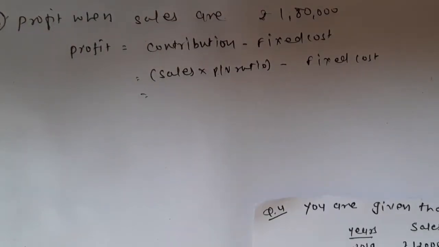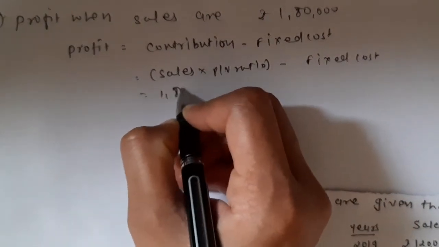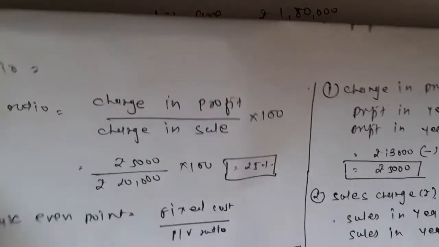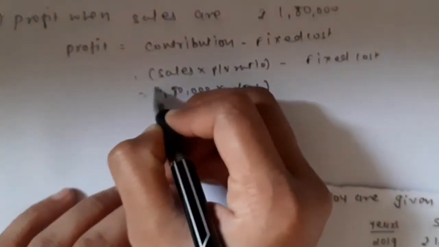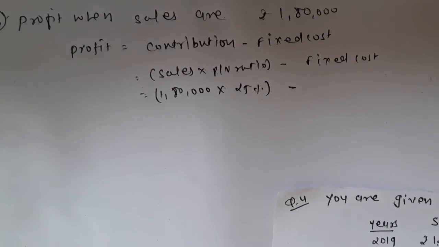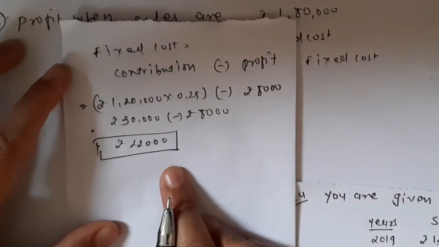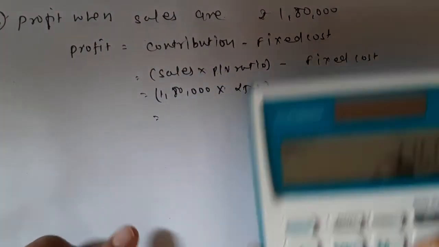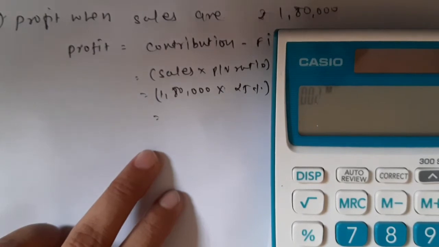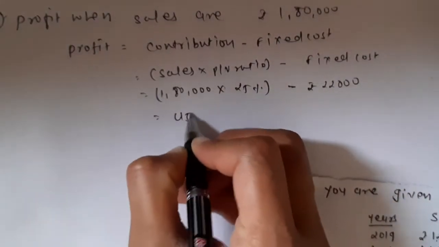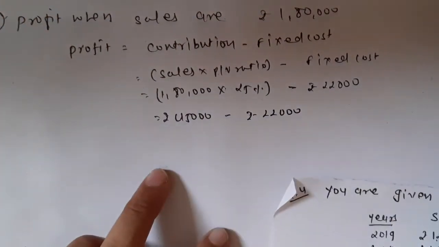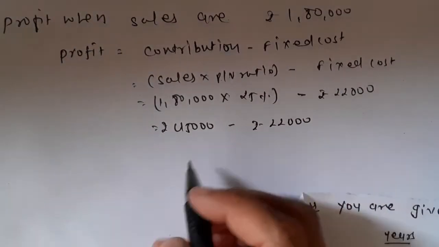What is sales here? It is given 1,80,000 into PV ratio. We already found the PV ratio in our first part. How much it is? 25%. Okay, now put here 25%. And what is fixed cost? We also found the fixed cost. How much it is? Rupees 22,000. Okay, now solve this. 1,80,000 into 25% is 45,000 minus rupees 22,000. Okay, 45,000 minus 22,000 is 23,000.